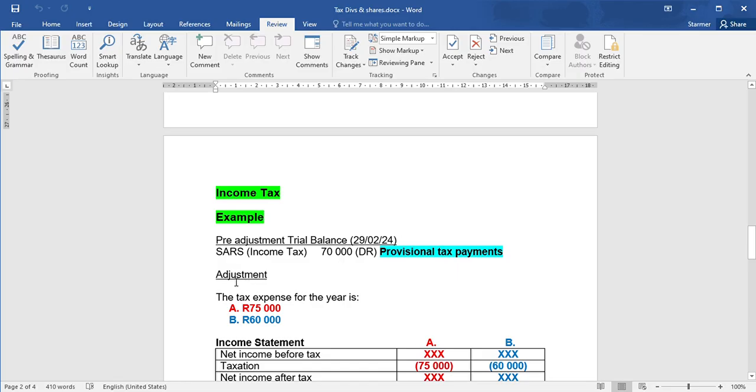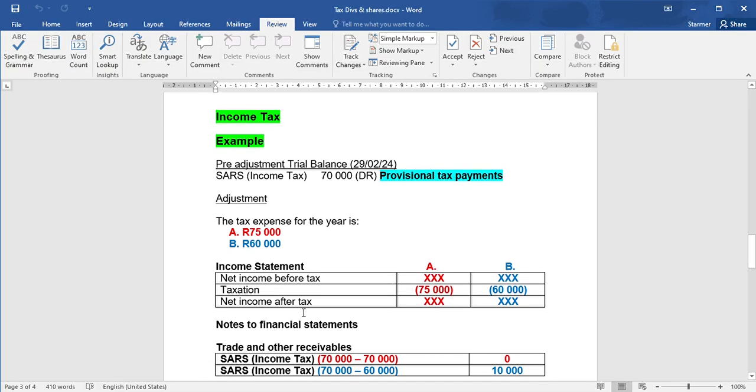In the example, we are given a SARS income tax figure of 70,000, and that is a debit balance. That is your provisional tax payments that you have made during the year. Right, let's look at the adjustments, and I'm going to do two different ones here. Starting with adjustment A, they tell you that your tax expense for the year is 75,000. I remind you of the first video that I did for you, where I said that the amount in your income statement in your answer column must be the amount that you should have paid for expenses or should have received for income. So if you read the adjustment here, the tax expense is 75,000.